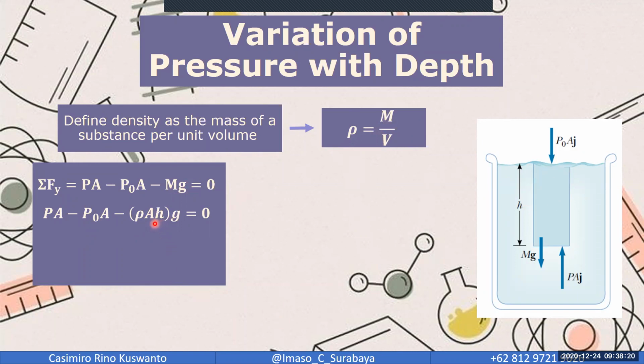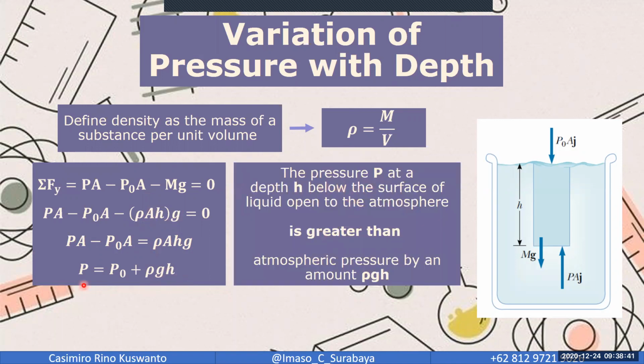So h times h is V, so rho V g. And if we move this term to the right side, then we get this equation. And if we divide all of this term by A, then we get this equation. From this equation, we can say that the pressure P at the depth h below the surface of the liquid open to the atmosphere is greater than the atmospheric pressure by an amount of rho g h.